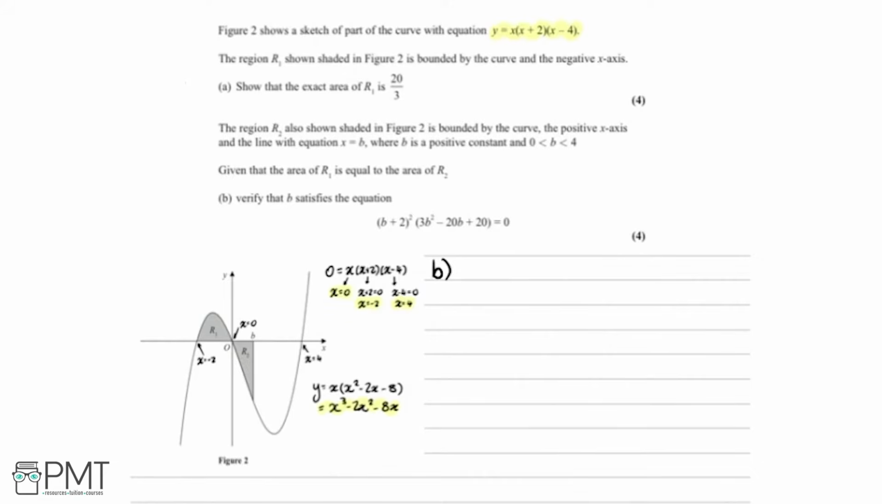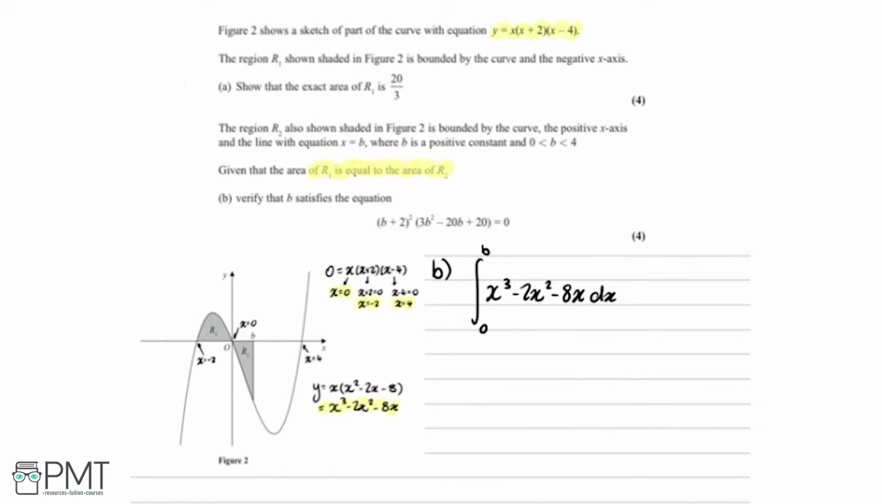So like in the previous part, we're working with areas under curves, so again we're going to be dealing with integration. Setting up an integral for finding the area of R2, we need to integrate between 0 and b. It's the same curve as before, and in the previous part we expanded out the brackets to get the equation of the curve in this form, because it's easier to integrate compared to the factorised form in the question. So I'm going to use the expanded form here. We're going to integrate x to the power of 3 minus 2x squared minus 8x with respect to x.